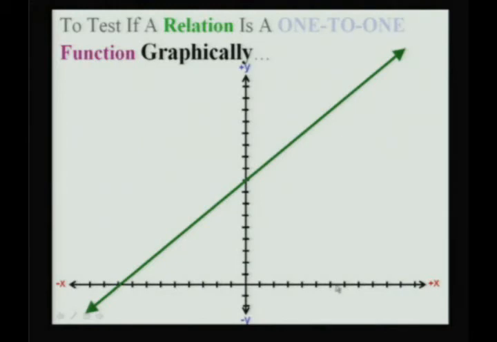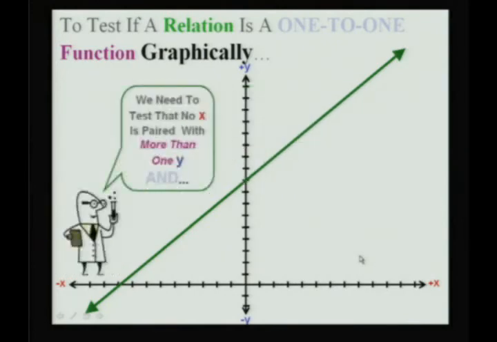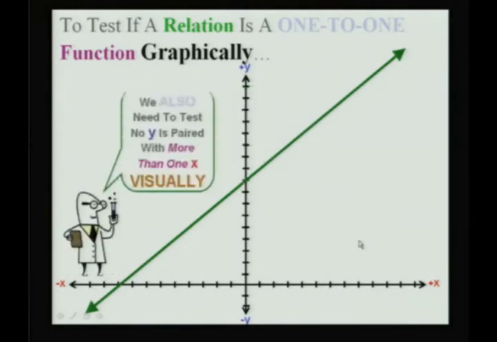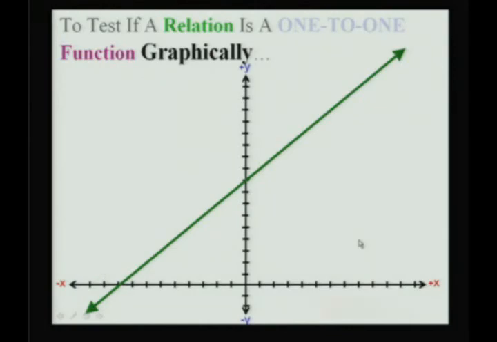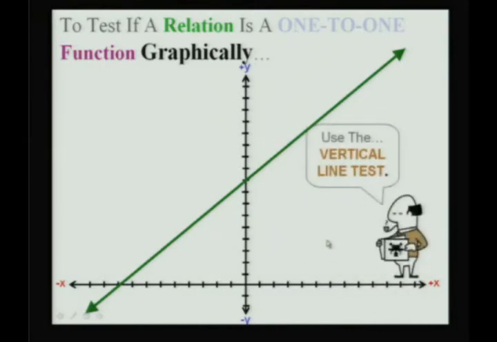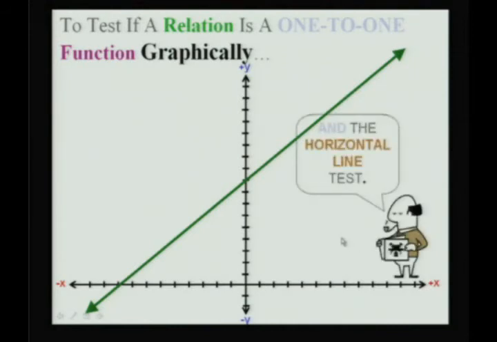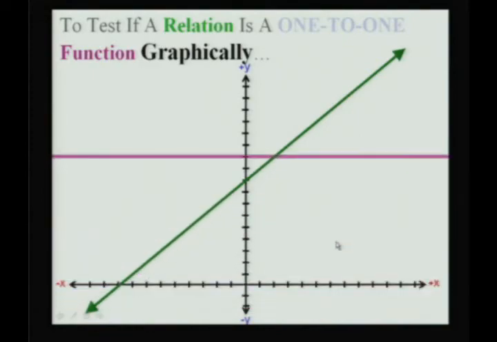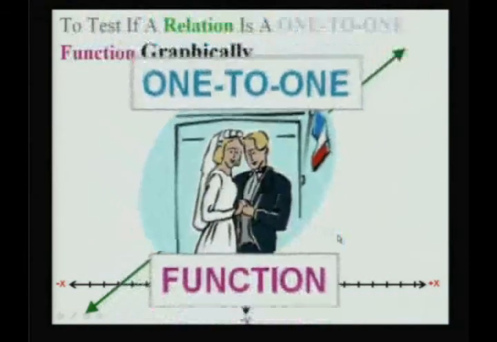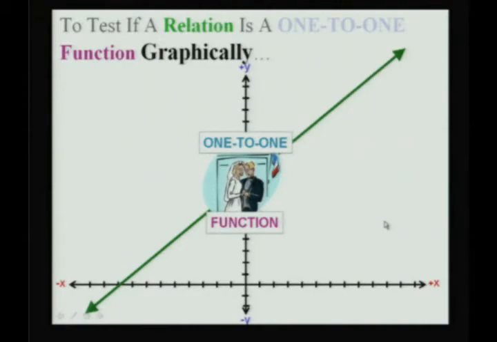Now remember that we had the vertical line test to test a function. We can test whether a function is one-to-one by first testing to see if it's a function using the vertical line test. And this is a function. But then additionally, to be a one-to-one function, we test using a horizontal line test. And this one is a one-to-one function.